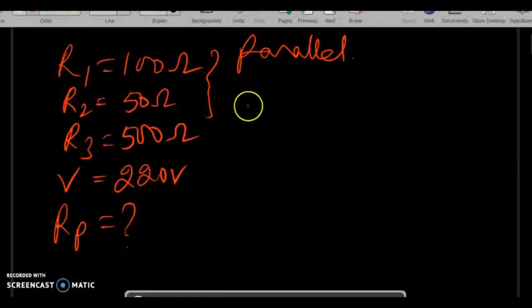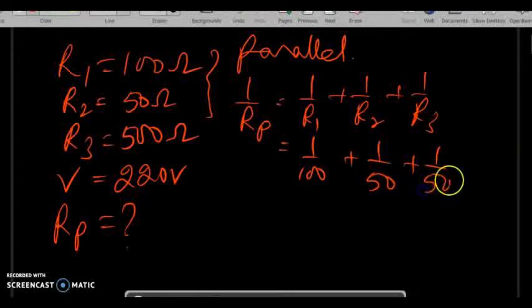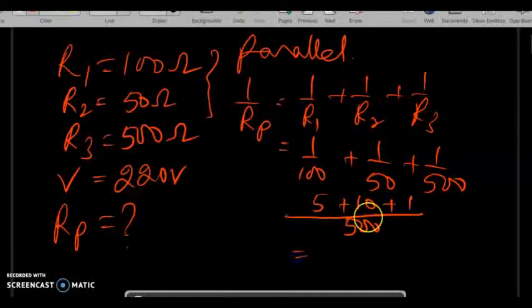So naturally, 1 by Rp is equal to 1 by R1 plus 1 by R2 plus 1 by R3. That will be equal to 1 by 100 plus 1 by 50 plus 1 by 500. Finding the LCM, that will be 500. So this is 5 plus this is 10 plus this is 1. So that will become 16 by 500. This is 1 by RP.